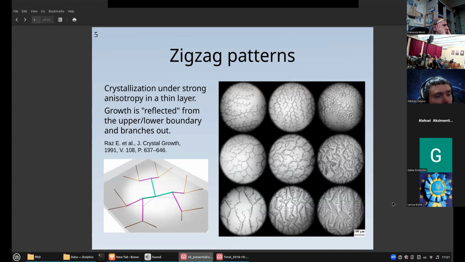These patterns seem to follow the model of crystallization under strong anisotropy in a thin layer, which was theoretically modeled by Raz and other authors. In this model, the growing structure reaches the boundary, then reflects and branches out, and in this way, such kind of zigzag or hexagonal patterns are created.